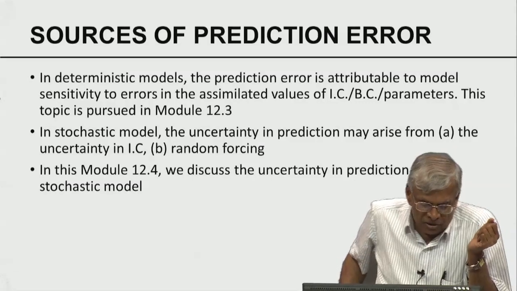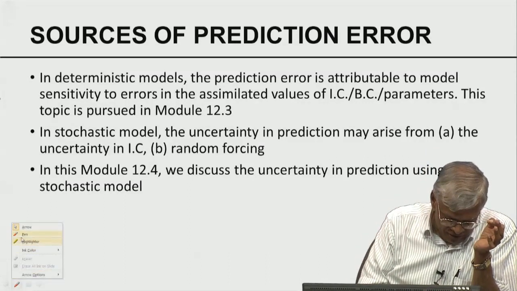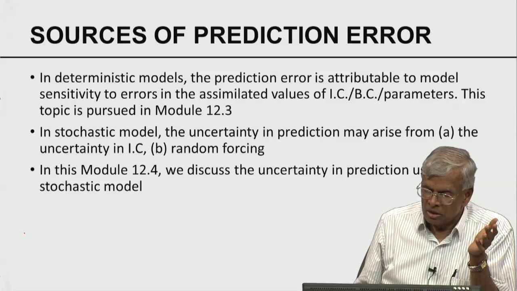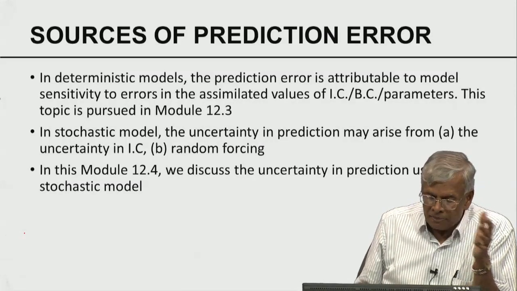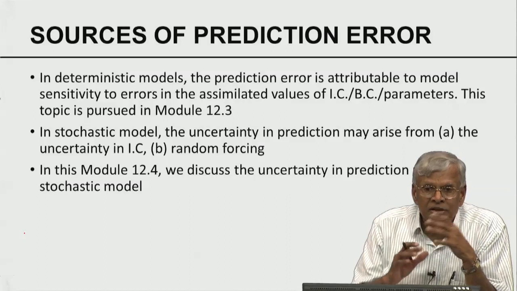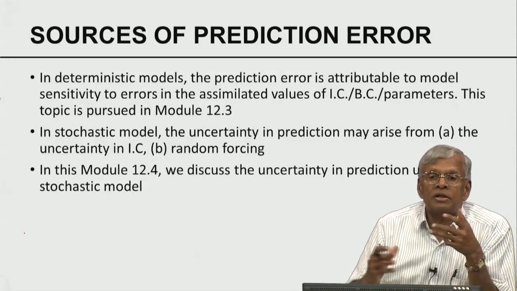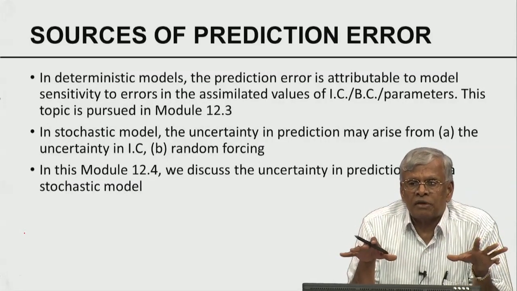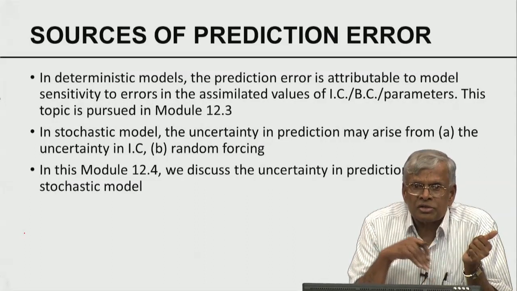So, sources of prediction error. That could be a slight repetition, but I think it is worth repeating some of the key factors. In deterministic models, prediction error is attributable to model sensitivity to errors. It is related to errors in the initial condition, boundary condition, and parameters that are being estimated. It is a topic that we pursued in the previous module. In the stochastic model, however, the uncertainty in the prediction may arise from uncertainty in the initial conditions, uncertainty in the random forcing, or uncertainty in the parameters. We are assuming here that the parameters are very well established. So I am simply trying to relate the uncertainty in the forecast to uncertainty in the initial condition and uncertainty in the random forcing.